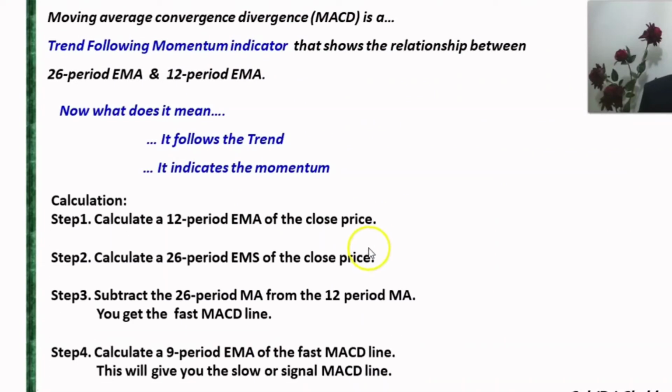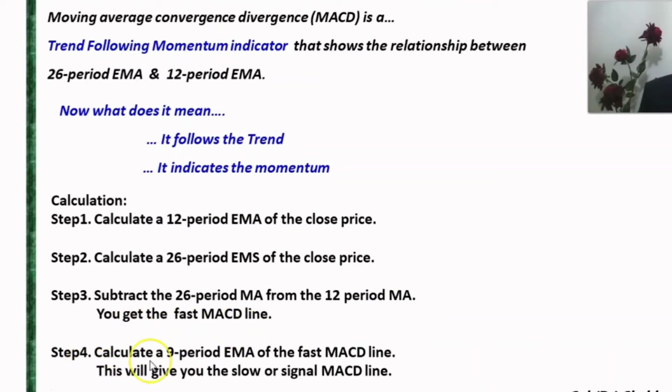So how is it calculated? Step 1, you calculate a 12-day period exponential moving average of the closing price of every day. What this exponential moving average is is another topic altogether, so just don't bother about that at the moment. Then step 2 is to calculate the 26 period exponential moving average, it is EMA actually, not SMA, of the close price. Then step 3, you subtract the 26 period moving average from the 12 period moving average, and then what you get is the MACD line.